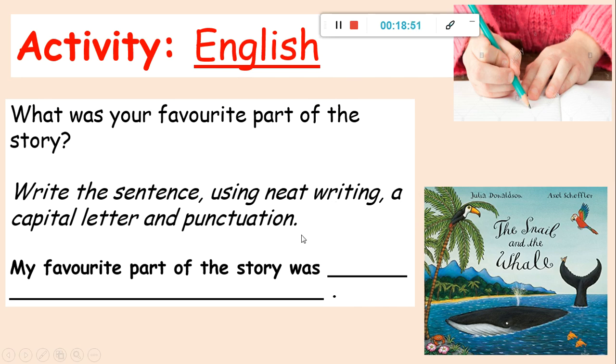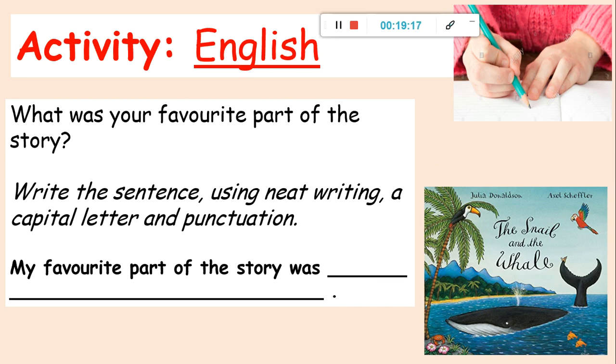So remember, it could be a full stop if it's a statement. If it's a question or an exclamation sentence, you can add that in there. So you're going to write, my favourite part of the story was, and then your sentence. So if Mrs. Mulliner was writing that sentence, I would write, my favourite part of the story was when everybody saved the whale. I love that part of the story. So that's what you need to do.